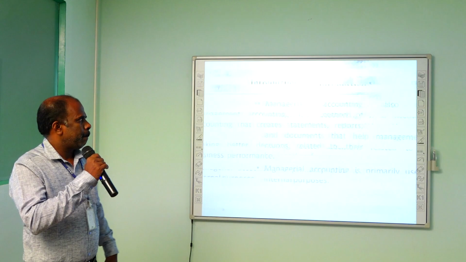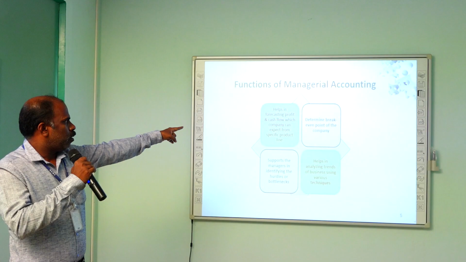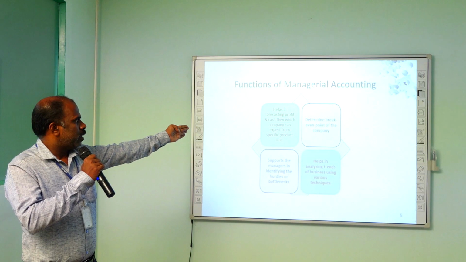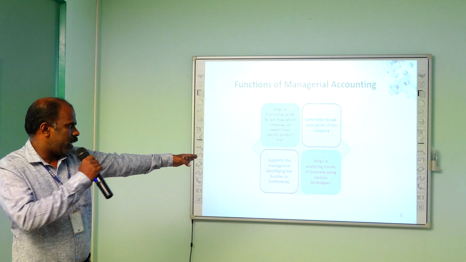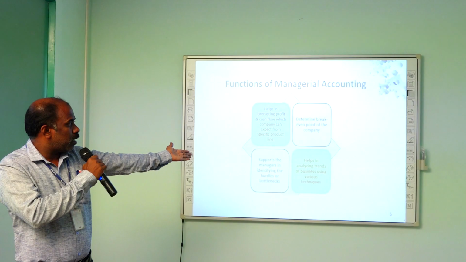You can see what the functions of managerial accounting are. It helps in forecasting future profit as well as cash flow and fund flow of your company. Then it helps to determine the break-even point of the company, that is, whether your company meets profit or loss. That is called BEP, the break-even point. Then it supports managers in identifying the bottlenecks or difficulties they are facing. Then it helps in analyzing the trends of business using various techniques like current ratio, liquidity ratio, etc.